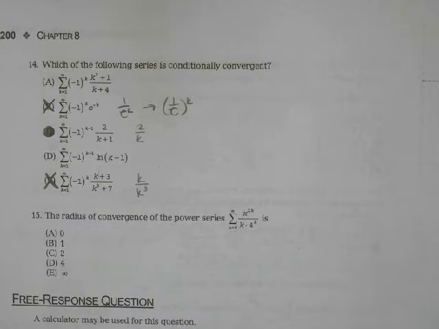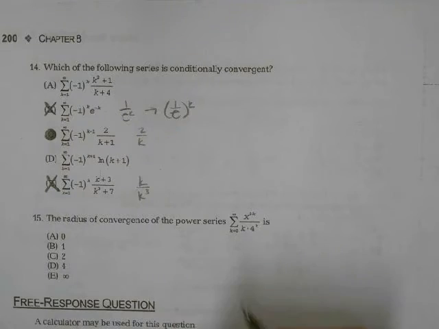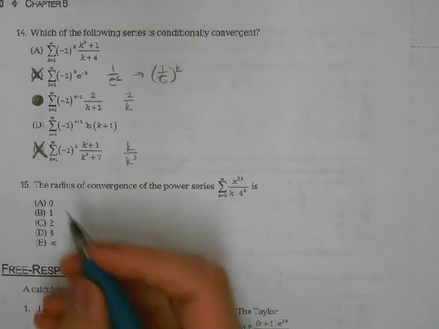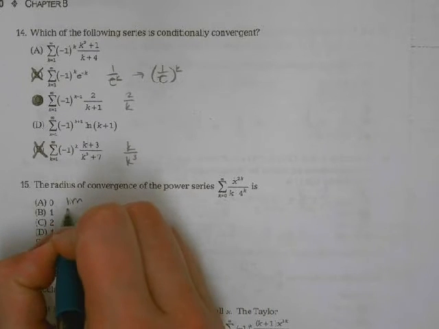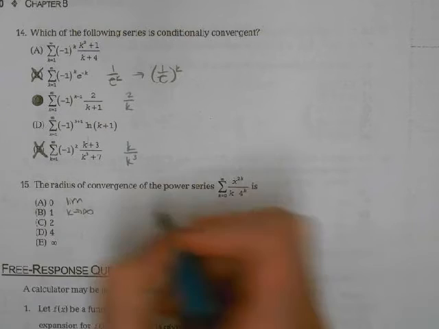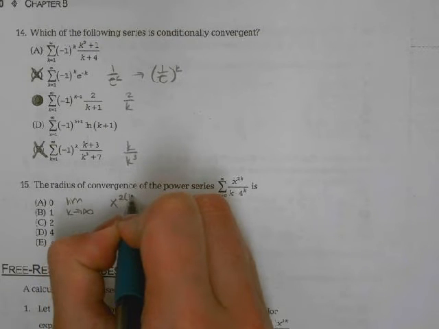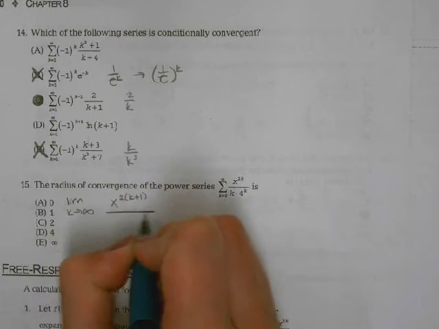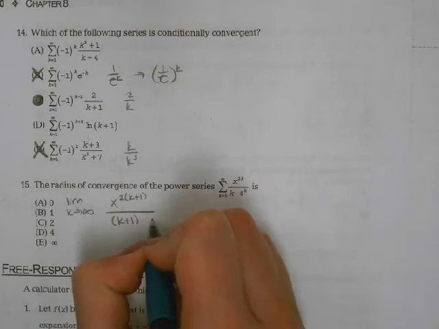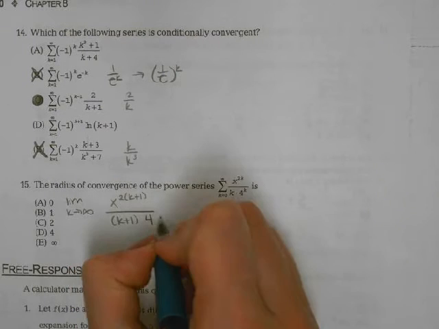All right, radius of convergence for the power series. So again, we're going to do a ratio test on this one. So the limit as k goes to infinity of x to the 2 times k plus 1 over k plus 1 times 4 to the k plus 1.